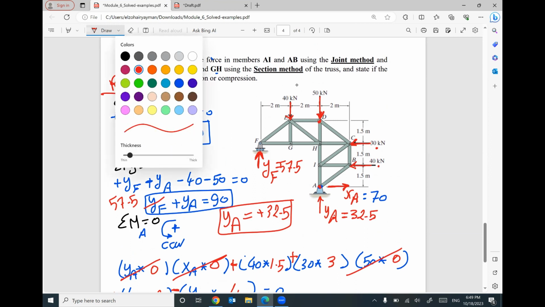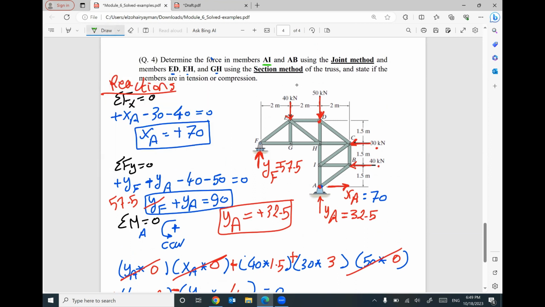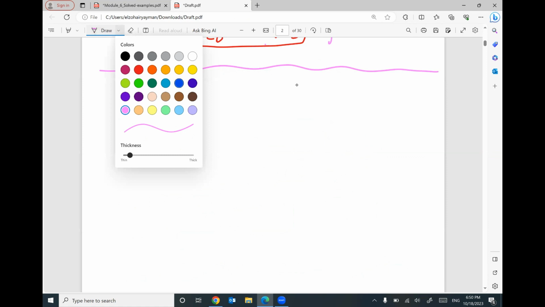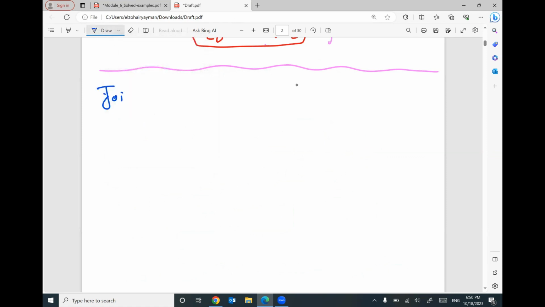Second step, we are looking for member AI. Where is AI? This one. And the member AB, this one, using the joint method. So what do you think? Which joint am I going to start with? The two members intersecting at A. So I will work on joint A.